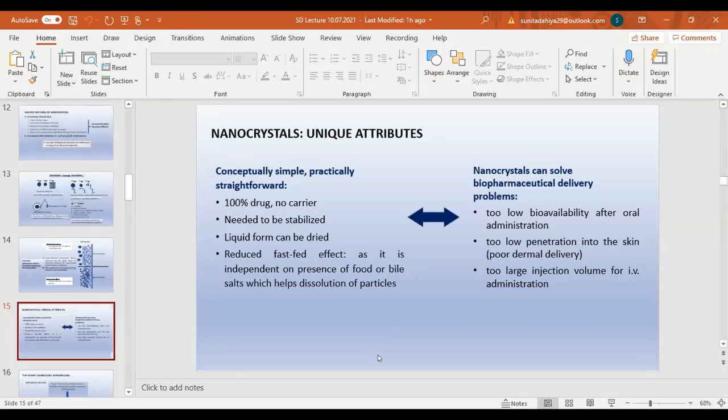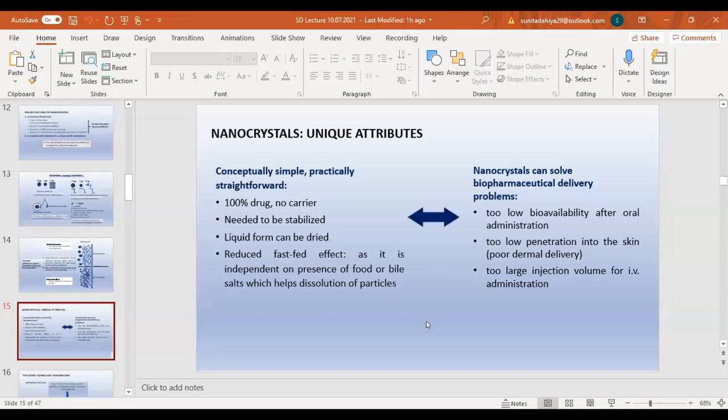Also, the nanocrystals show a reduced fed-fasted effect. This is a very important parameter because the patient's physiological condition will not affect the absorption of the drug. It is independent of the presence of food, whether the food is present in the stomach or not, and whether there are bile salts like sodium taurocholate and sodium glycocholate, which usually help in dissolving the drug. So these natural factors, which can affect the physiological state of the patients, do not affect the nanocrystals' performance.